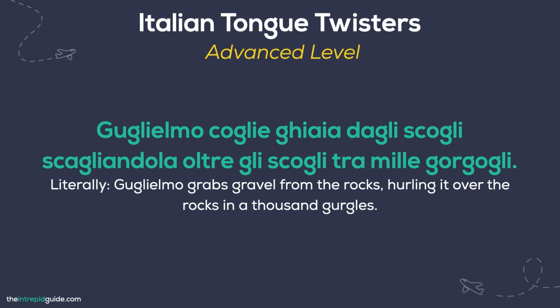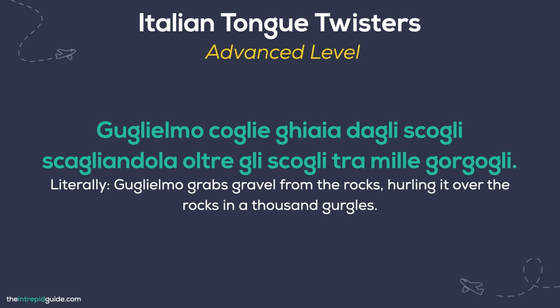This literally means Guillermo grabs gravel from the rocks, hurling it over the rocks in 1,000 gurgles. The key here is to nail that G sound. When it's followed by A, O, or U, like in gorgogli, or when paired with the H and followed by E or I, as in ghiaia, you have to pronounce it hard. But when it's part of the GL cluster, followed by I, like scogli, meaning rocks, it softens up.